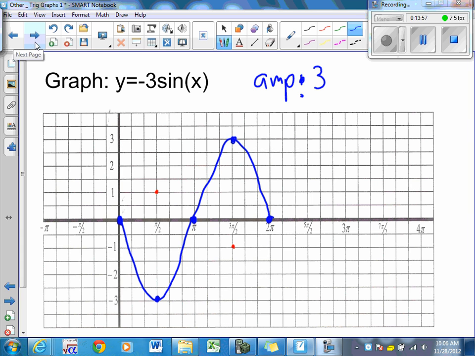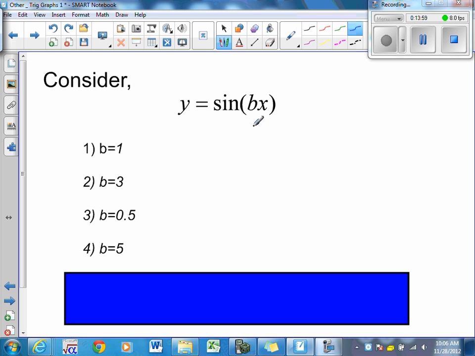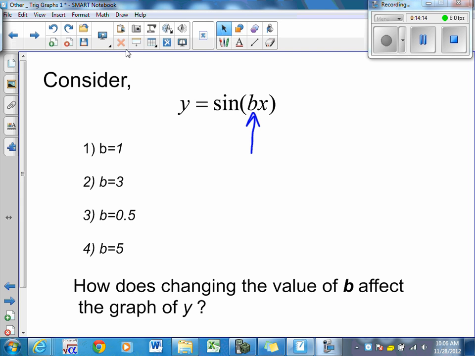All right, we're going to try another one on our calculator. This time, we want to switch this B right here on our calculator. So, go ahead and try these 4, pause the video, try these 4 on your calculator, and see what happens when we change B.